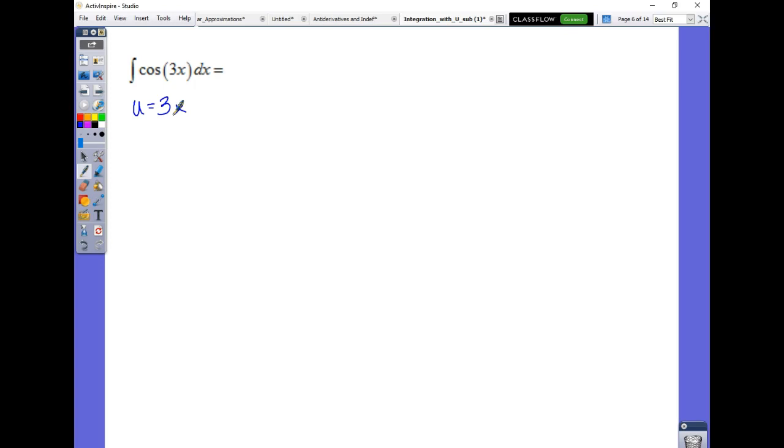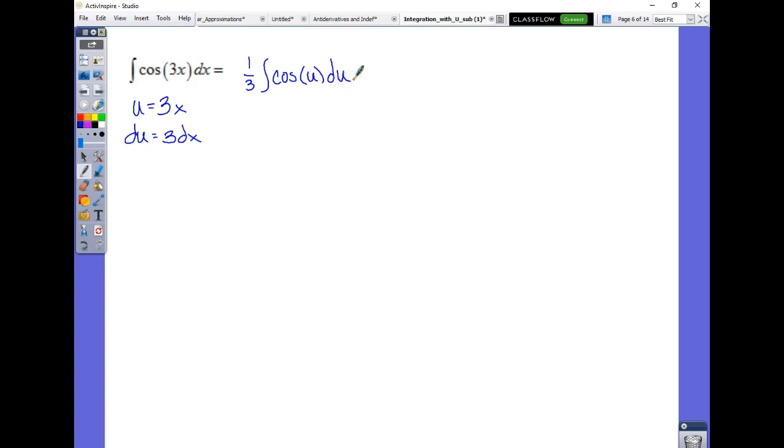If 3x is my u, then my du is 3dx. Now, I'm going to skip over some steps here because from this step, I would typically realize that that 3 is going to get divided underneath my du. I'm going to call this 1/3 cosine of u du. And that's eventually where you want to get to.